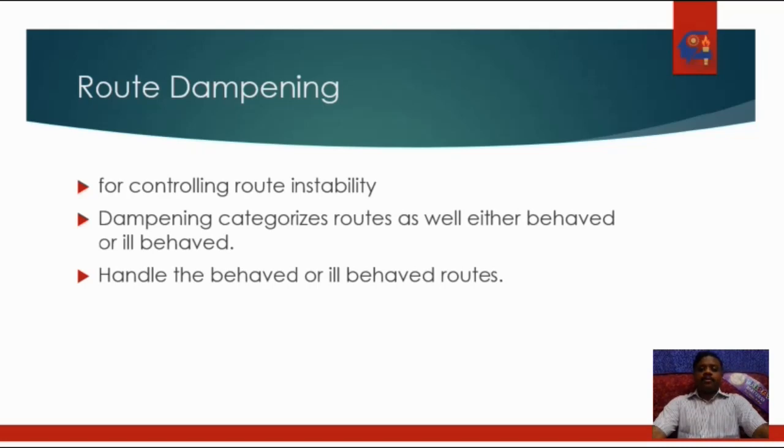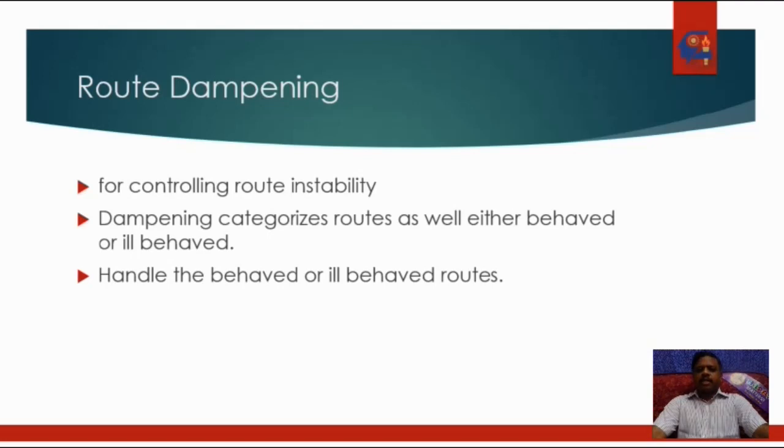A well-behaved route shows a high degree of stability during an extended period of time. An ill-behaved route experiences a high level of instability in a short period of time. Ill-behaved routes should be penalized in a way that is proportional to the route's expected future instability. An unstable route should not be advertised until there is some degree of confidence that the route has become stable. A route's recent history is used as a basis for estimating future stability.